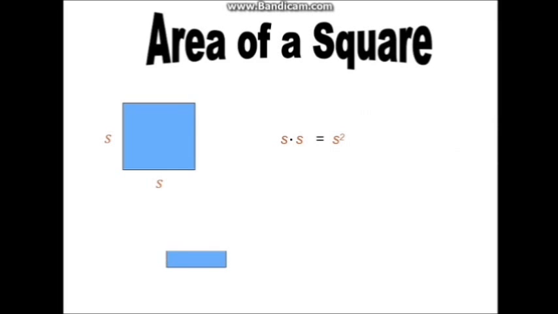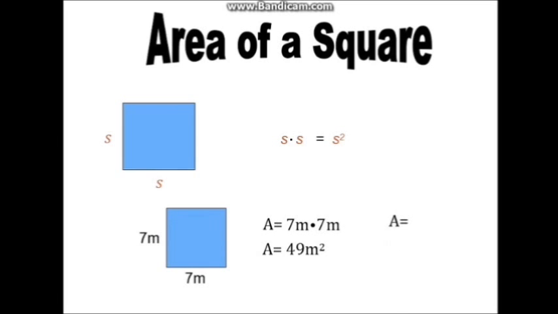Let's say you have a square with a side length of 7 meters. That means the length of the base and the height is 7. Using the formula S times S, substitute the side length: 7 meters times 7 meters will be 49 square meters. And using the formula S squared, you square the given side length of 7 meters, and the answer is also 49 square meters.